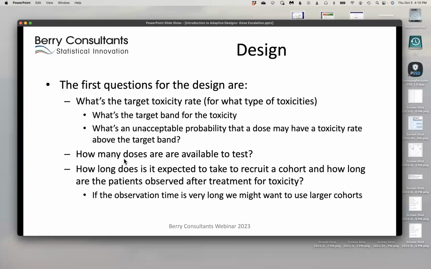Another crucial question, of course, is how many doses are there available to test? And for operational aspects, thinking about trade-offs of getting more data but time to run the trial, how long do we expect it's going to take us to recruit a cohort? And then how long will we have to observe the cohort after we've treated them? For instance, if that observation time is very long, we might want to use larger cohorts, larger than 3, to try to get the trial done in fewer steps.